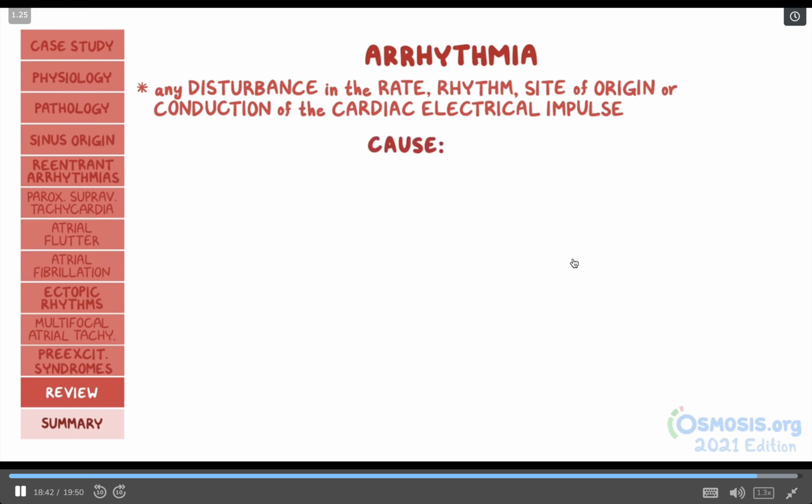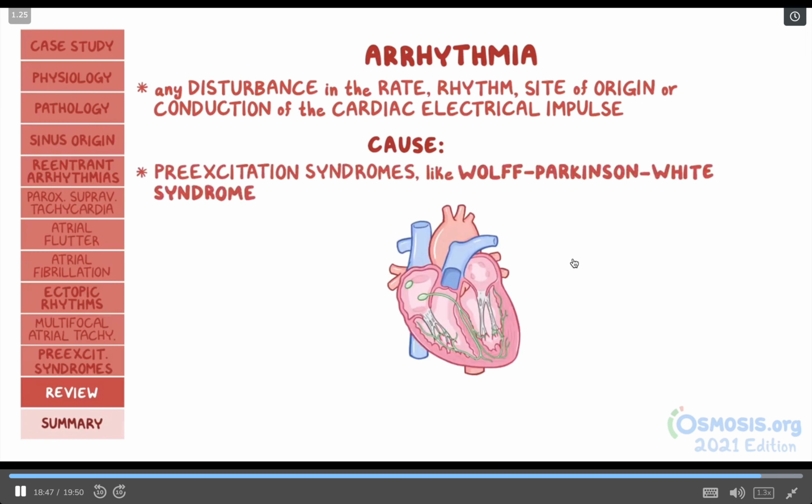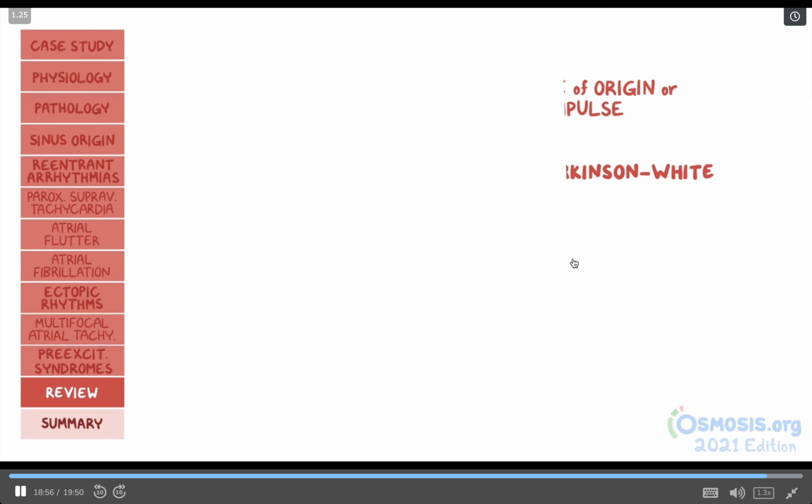An important cause of supraventricular arrhythmias are pre-excitation syndromes, like Wolff-Parkinson-White syndrome, in which an accessory pathway acts as a shortcut that causes the ventricles to be excited earlier than usual. Okay, back to our cases.